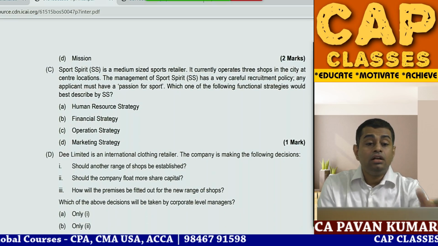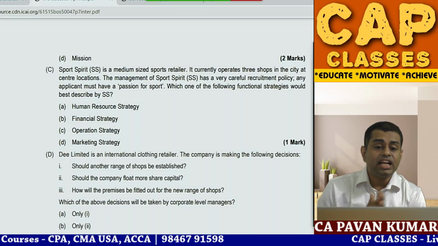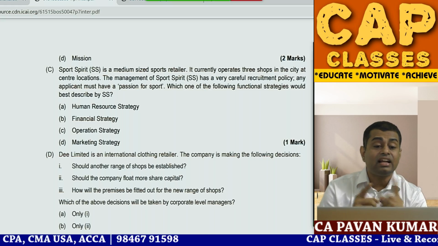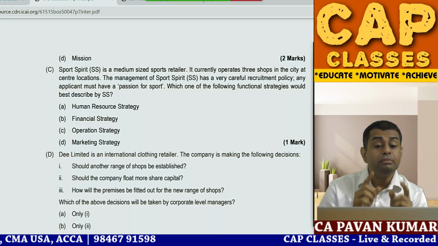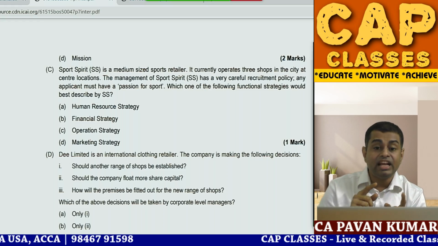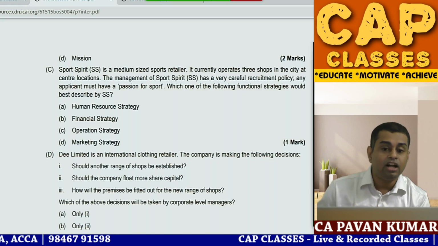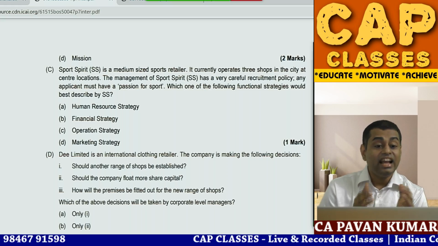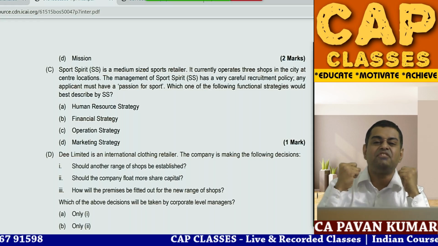See, Sports Spirit is a medium-sized sports retailer. It currently operates 3 shops in the city at center locations. The management of Sports Spirit has a very careful recruitment policy. What policy? Recruitment policy. Understand? Any applicant must have passion for sport.